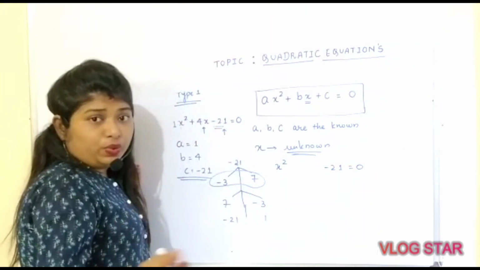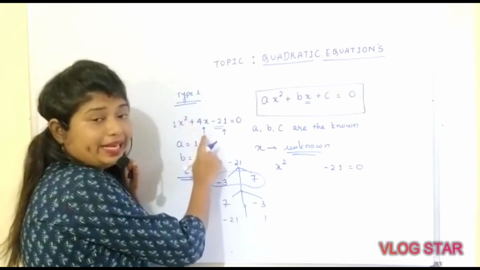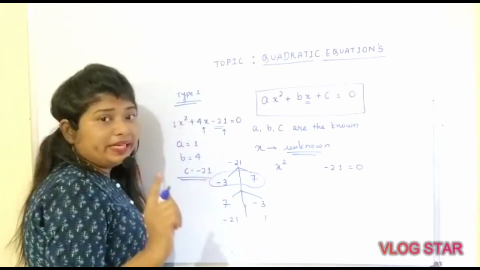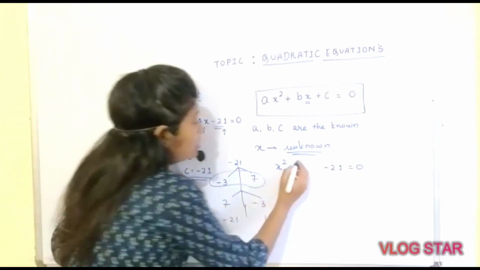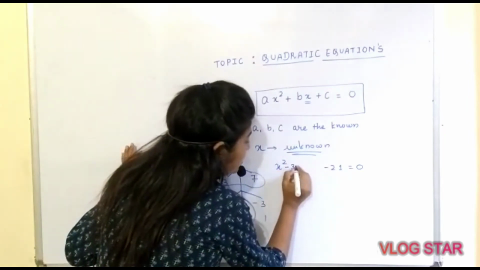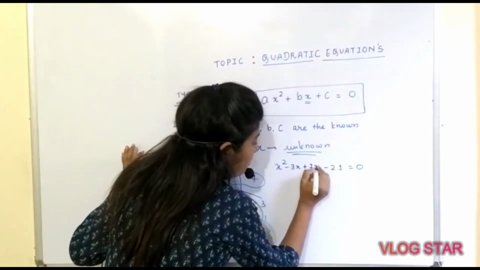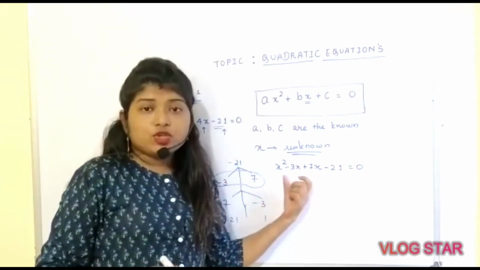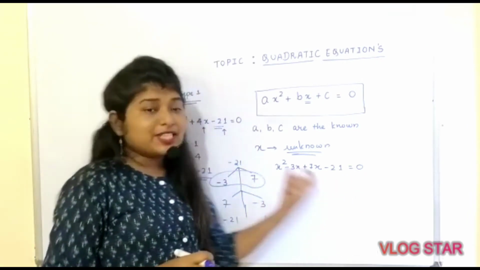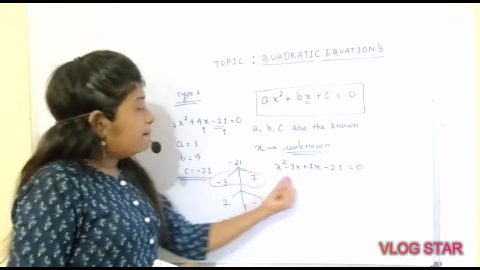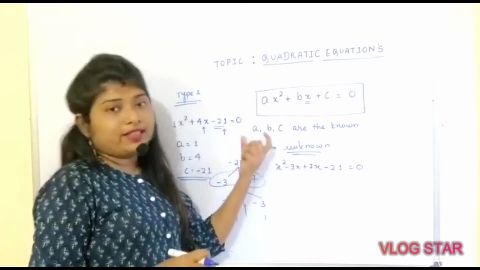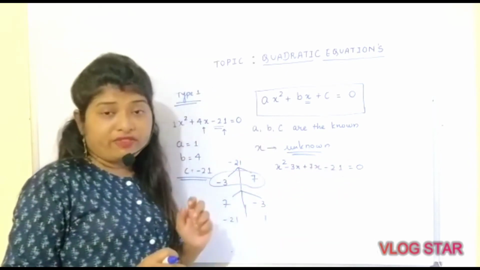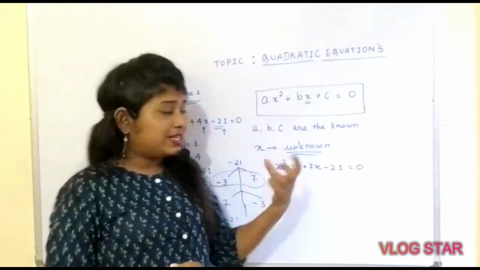As I told you, you have to split the middle term. So how are you going to split that? With the help of the factors. So can I write here minus 3x plus 7x? As I told you, if you club them, minus 3x plus 7x, you will be getting 4x. Minus 3 into 7, the product will be what? Minus 21. I hope you have understood this factor.